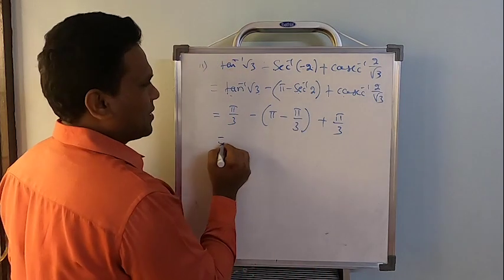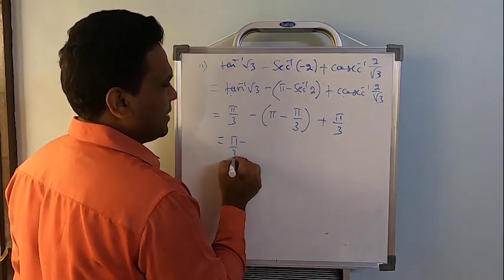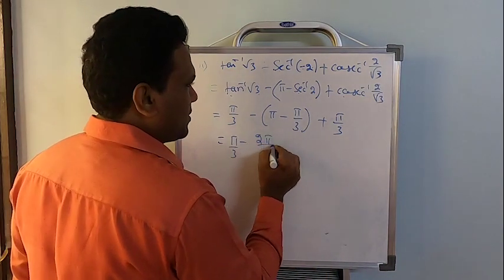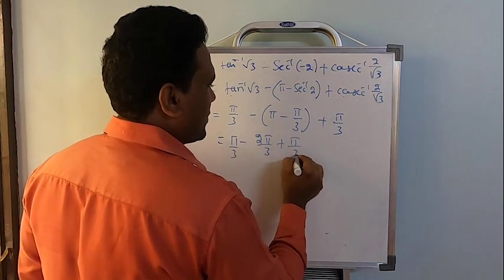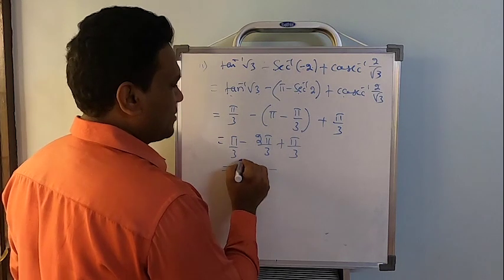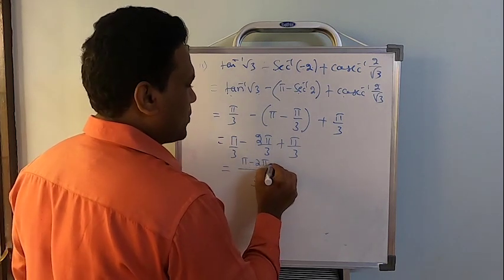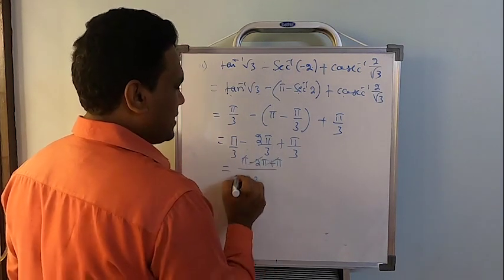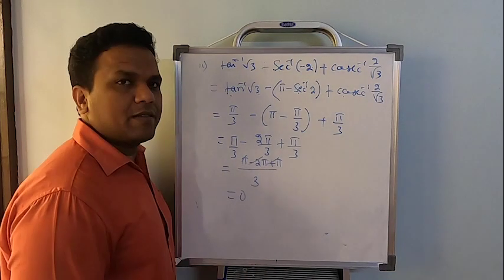So let us simplify it further now. Pi by 3 minus 2 pi by 3 plus pi by 3. Let's take the LCM for this. On taking LCM, the denominator is going to be 3, so pi minus 2 pi plus pi. Everything cancels, so the value is going to be 0.